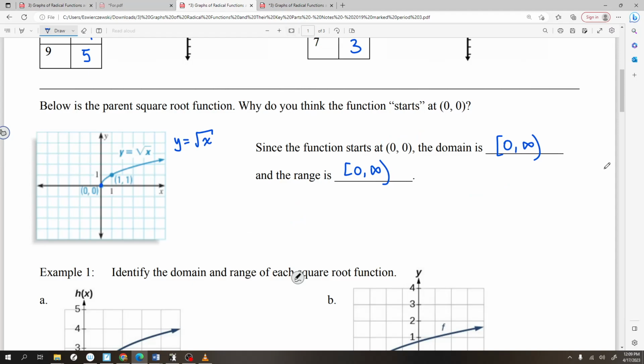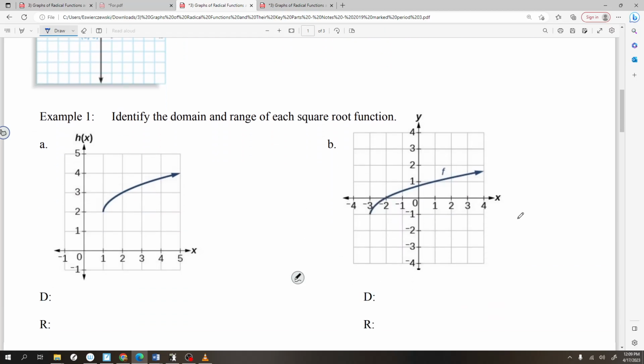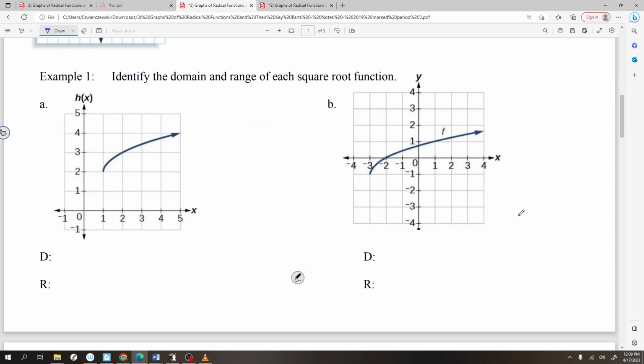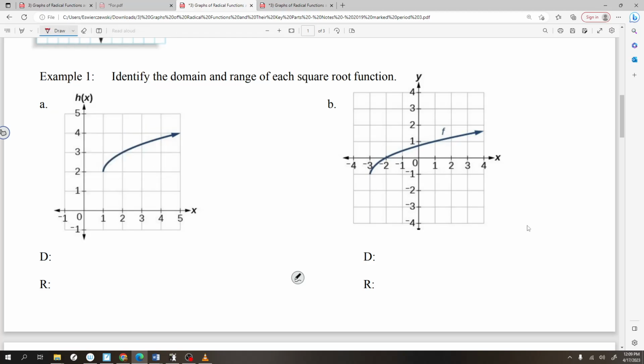Okay, number one. This is very similar to the do now. Number one says identify the domain and range of each square root function. So, what would be my domain here if that is my starting point, 1, 2? What would my domain be?